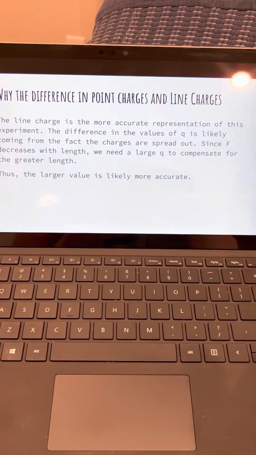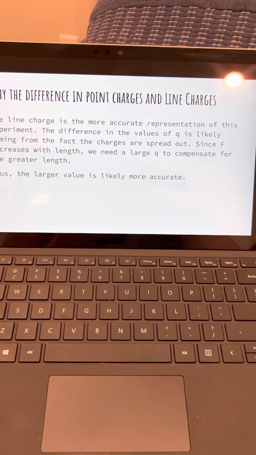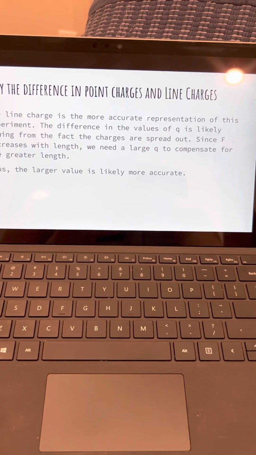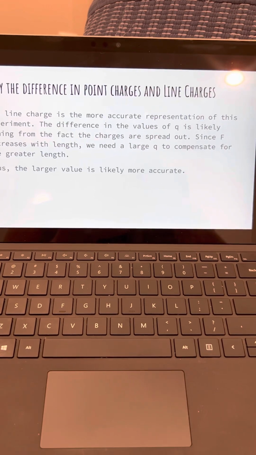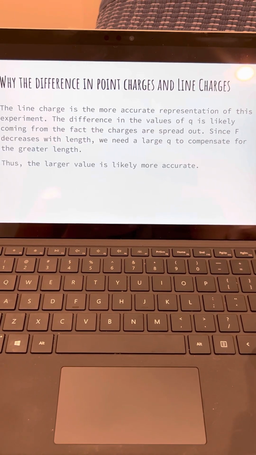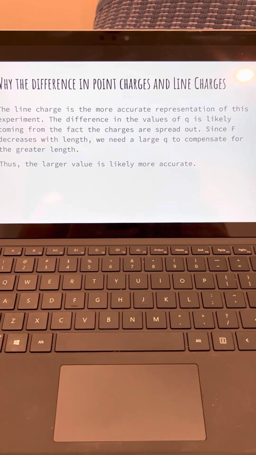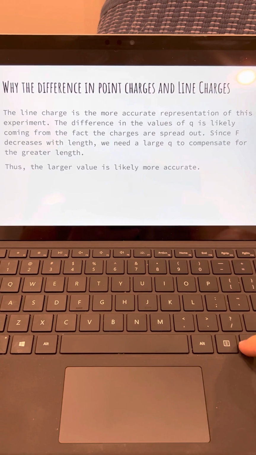When we did line charges, we saw that the force of the electrons or the protons was actually less than gravity, which means we needed a greater value of Q than with the point charge. This is probably more accurate since the line charge more likely models real life.